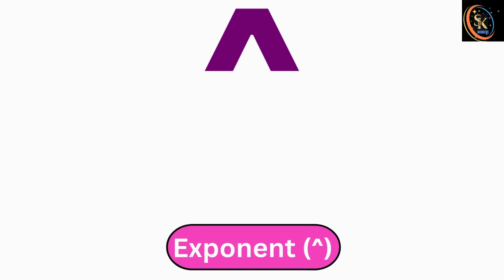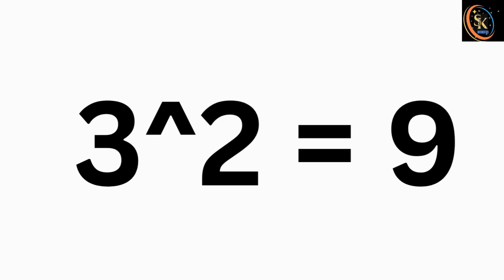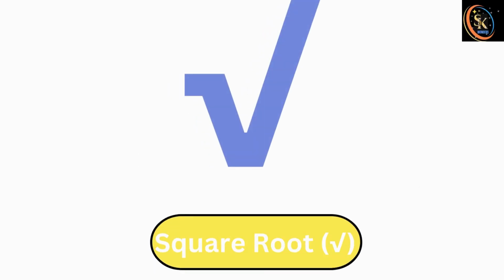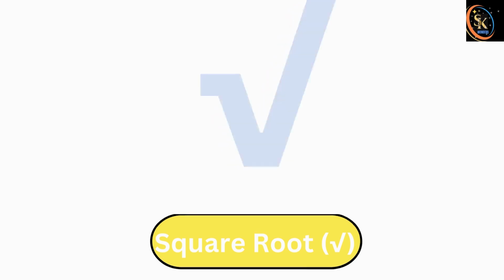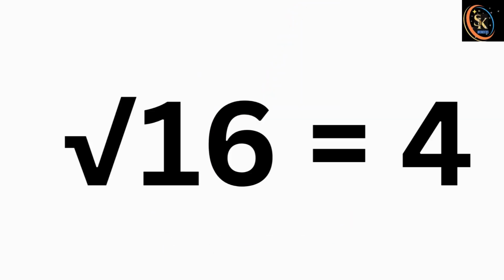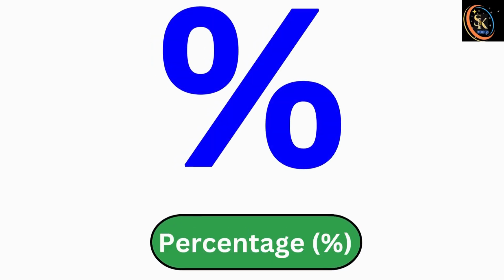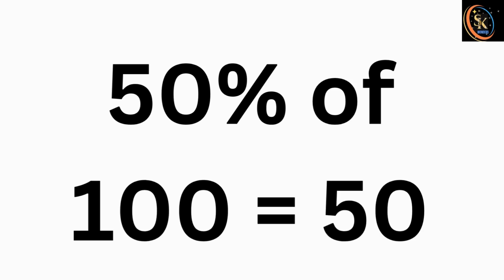Exponent. 3 squared equals 9. Square root. Square root of 16 equals 4. Percentage. 50% of 100 equals 50.